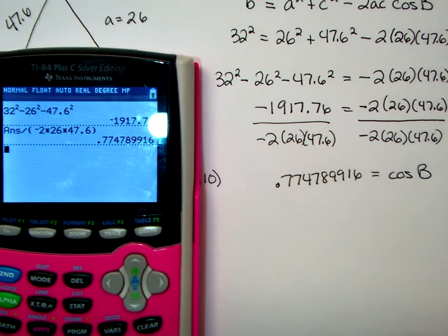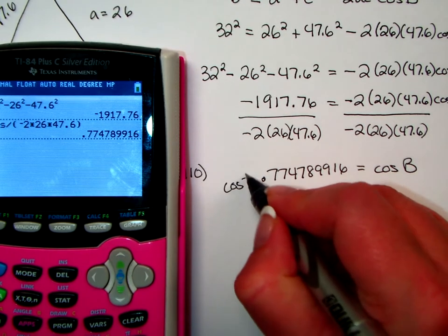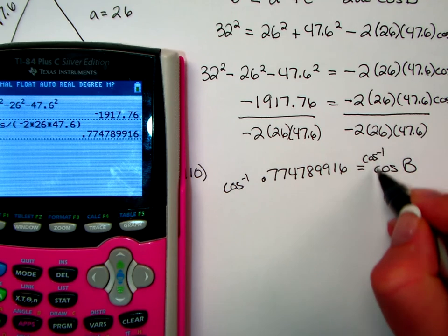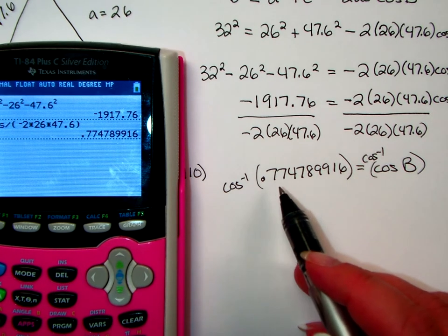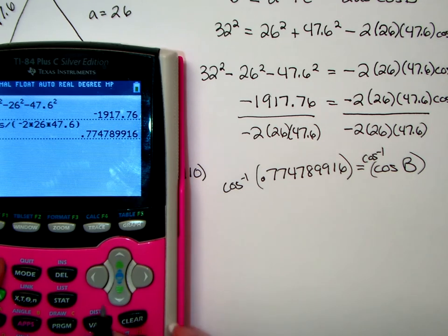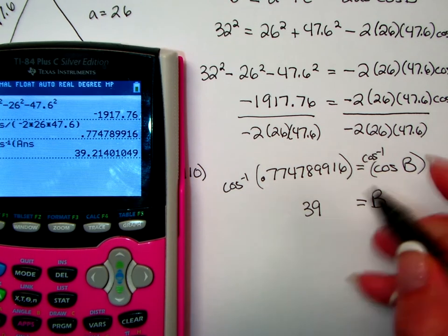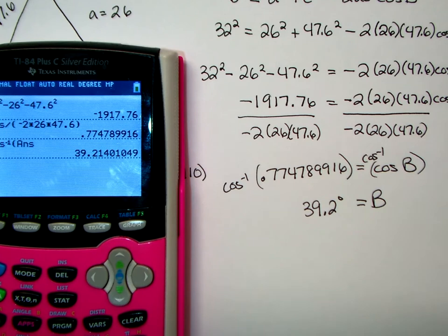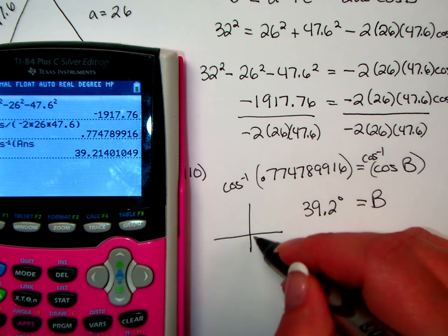All right, so then to solve for angle B here, I'm going to cosine inverse both sides. And this is going to work, right guys? Because 0.774 is in the domain of cosine inverse. It's between -1 and 1, so this is going to work. Cosine inverse of the answer is going to get angle B to be 39.2. Let's go ahead and put 39.2 degrees. Now remember, the second solution for that, 39 degrees here.